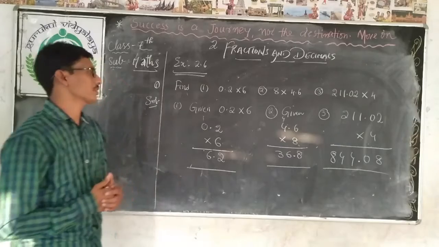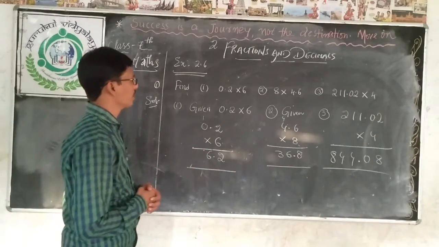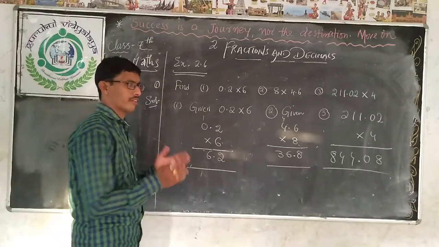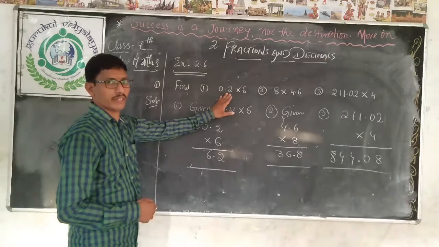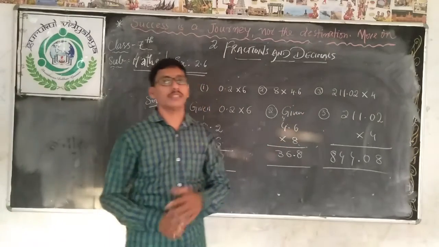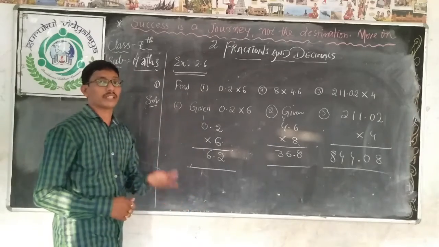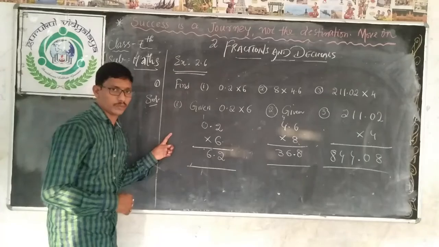See, these problems are very simple. Very easy to do, children. First take the decimal number, whatever it may be. In these problems only one decimal number is there. In the next problem, both numbers will be decimals, and in that problem you can find how to keep the point. Okay, I think you have understood these problems.